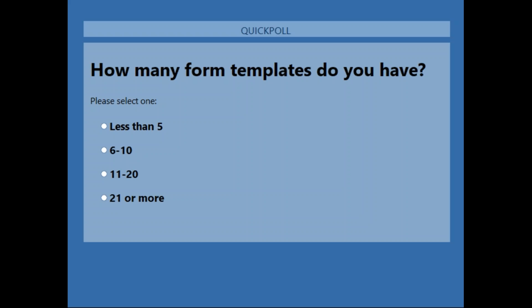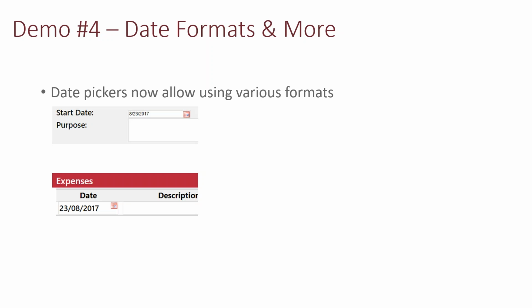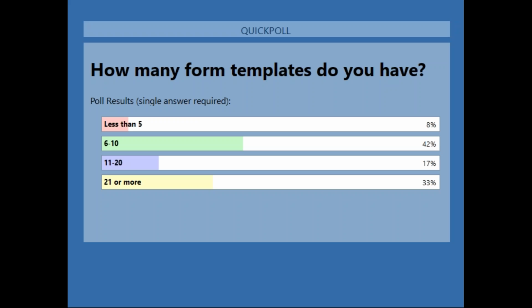All right, the results are in. And so you can see those results up there now. A little surprising, a whole third of you are using more than 21 forms. So that's quite a lot. I wasn't expecting so many people to have that many forms. Also a fair number of people using 11 to 20. Almost half of you using 6 to 10, and the minority are using less than 5.